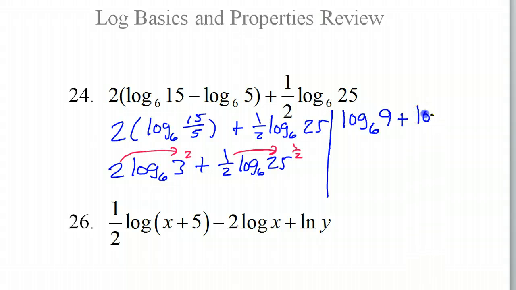Plus log base 6 of 5. 25 to the 1/2 power. That's square root. So that's 5.